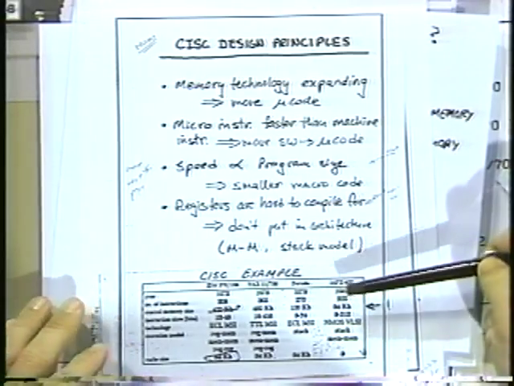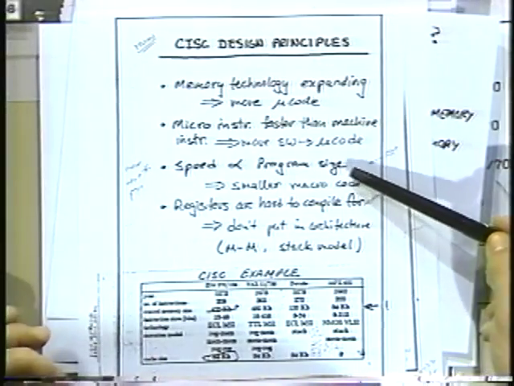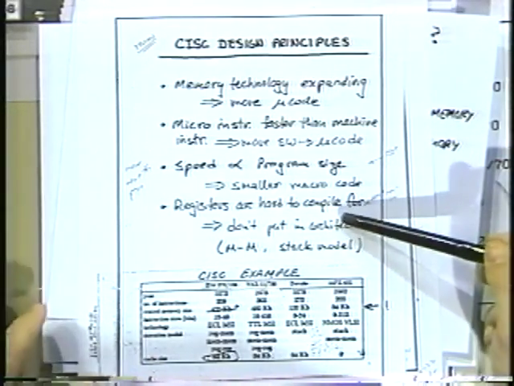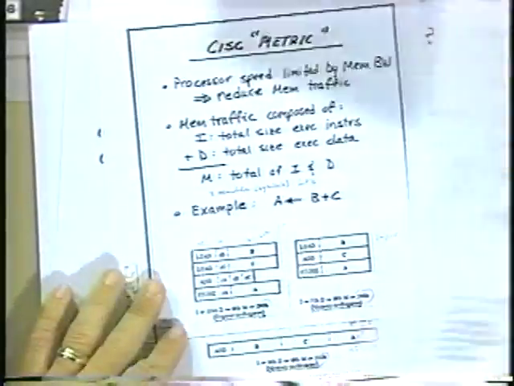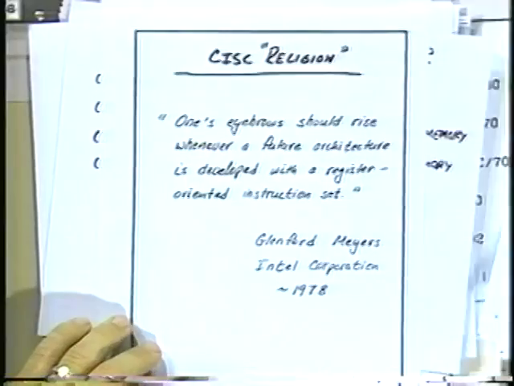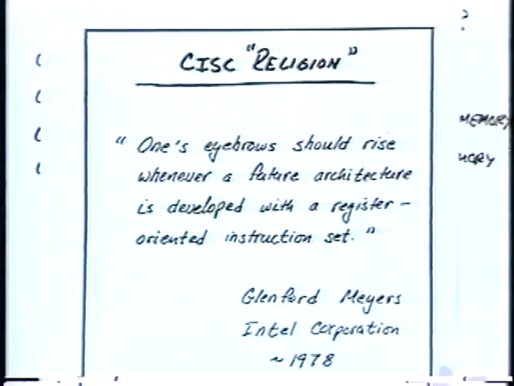Both, in particular the 432, typified that, moving operating system functions into microcode. Let's try and make programs smaller, and registers are dirty things, and don't ever use them. This "registers are dirty" thing is best typified by a quote from Glenford Myers, a person who has written a lot of books about computer design. He said in 1977 or 78, "One eyebrow should rise whenever a future architecture is developed with a register-oriented instruction set."